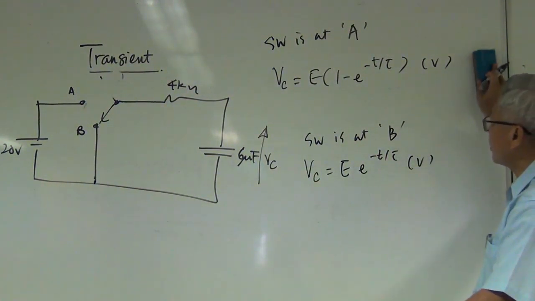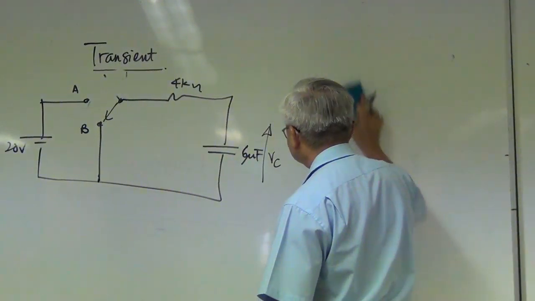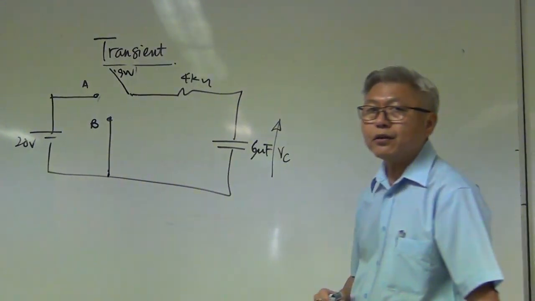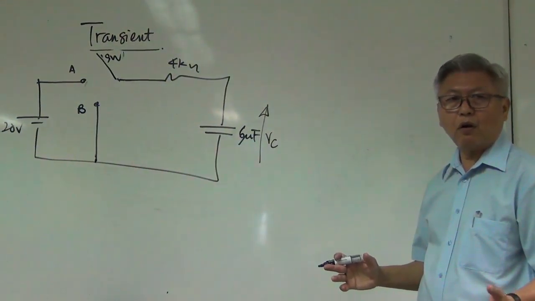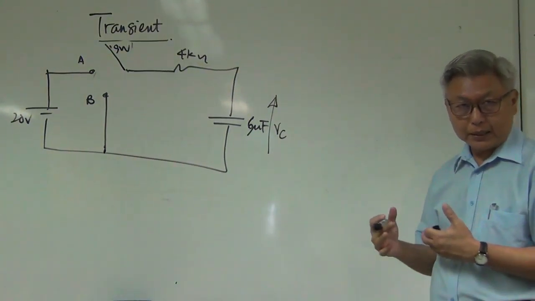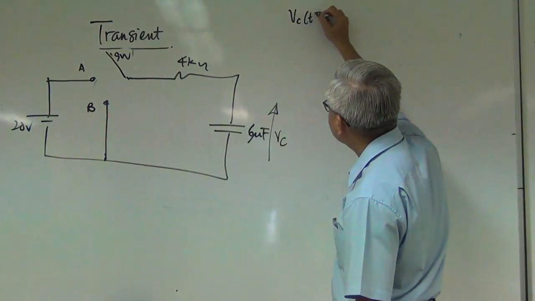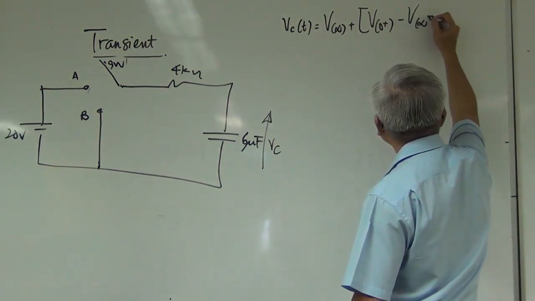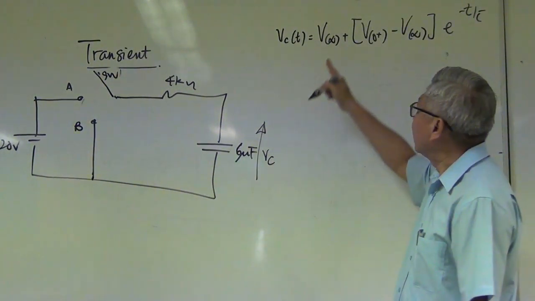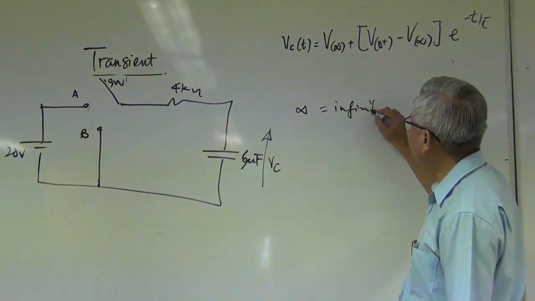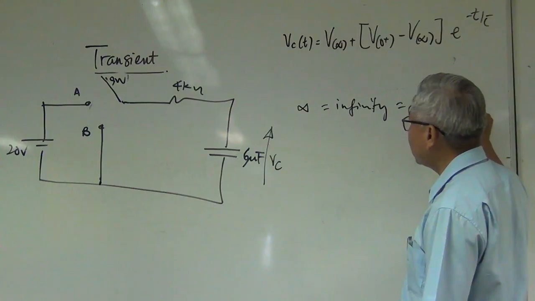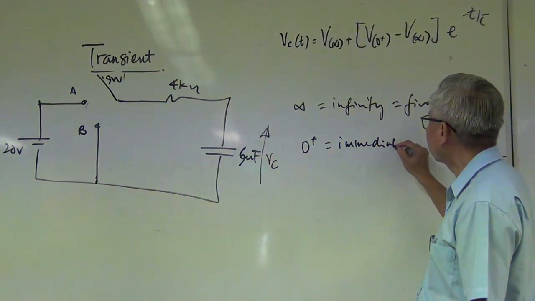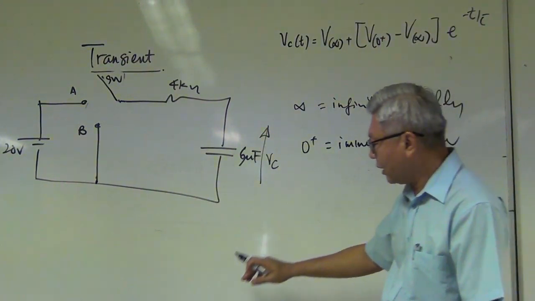Okay, so now we want to learn how to derive this expression using the general equation. This general equation can be used for all situations, as long as you know the story, how the capacitor works. This general expression says VC is equal to V infinity plus bracket V0 plus minus V infinity, E to the minus T over time constant. Now, this infinity means finally. V0 plus means immediately after.